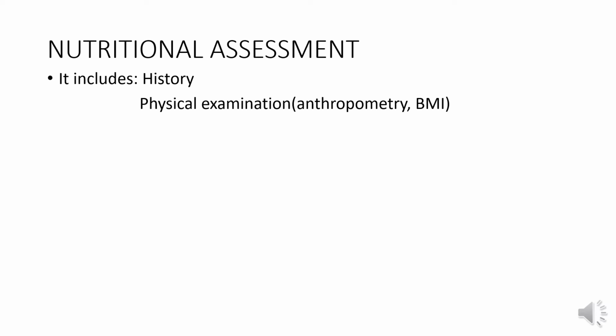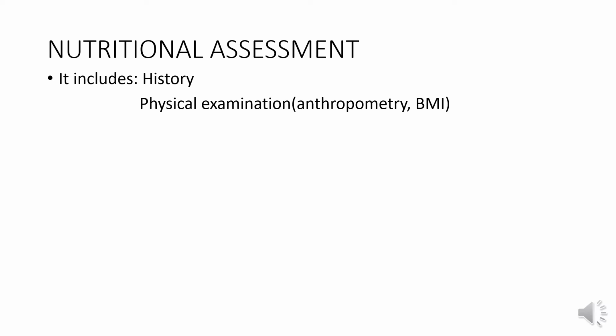So those questions, amongst others, you would ask in the history. On physical examination, you would perform an anthropometry, especially in children. You measure the occipitofrontal circumference, the mid upper arm circumference, skin fold thickness, and all these are ways of assessing nutrition.